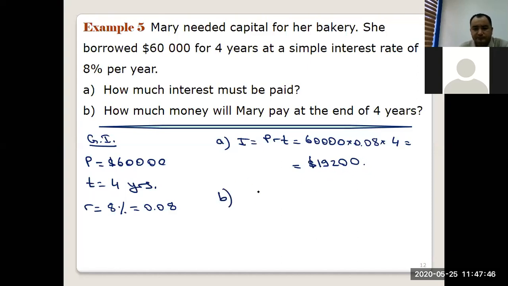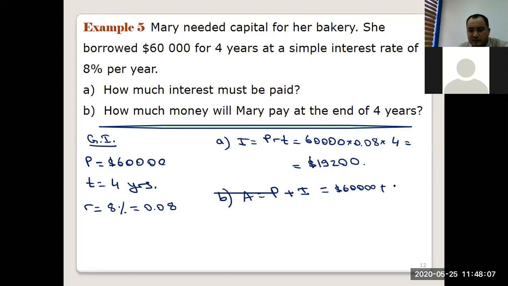And B, how much money will Mary pay at the end of 4 years altogether? And how much money are you going to pay? That is the amount, right? You're going to pay back this principal, right? And the interest earned by this principal. And what is the principal you borrowed from the bank? It is 60,000.